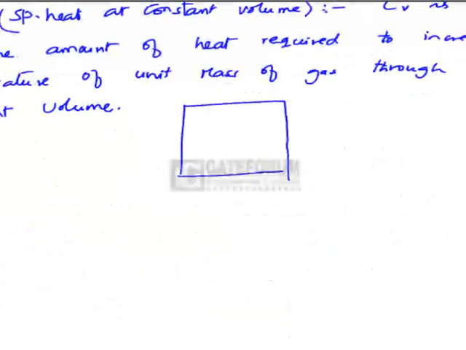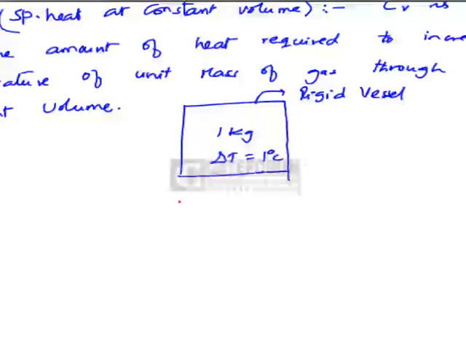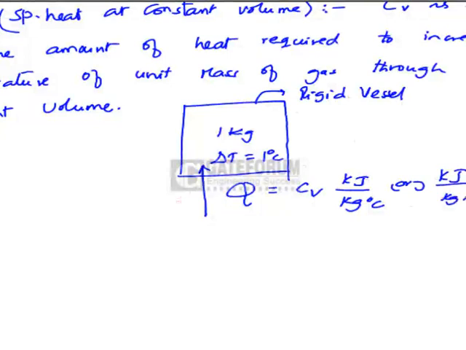Pictorially, 1 kg gas is taken in a rigid vessel or rigid container, and if the increase in temperature is to be 1 degree centigrade, the amount of heat supplied to the gas is known as Cv, whose units are kilojoules per kg degree centigrade or kilojoule per kg Kelvin. As I had already mentioned previously, 1 degree centigrade rise in temperature is equal to 1 degree Kelvin rise in temperature. The gas is taken in the rigid vessel because the volume of the gas should be kept constant for defining Cv.